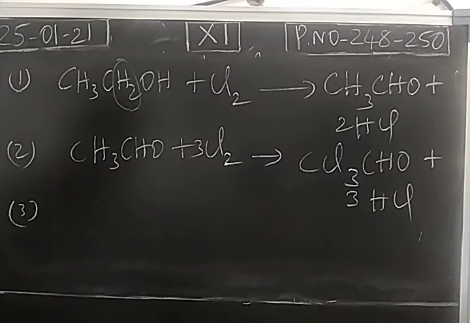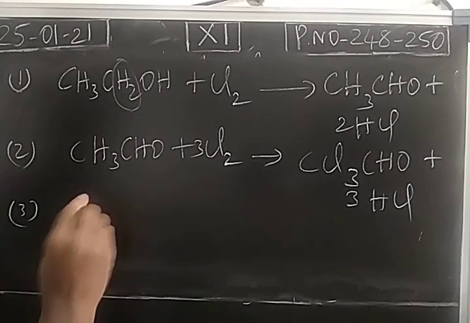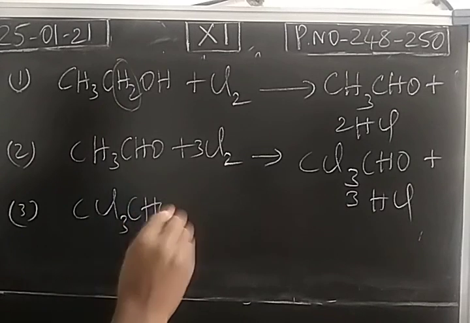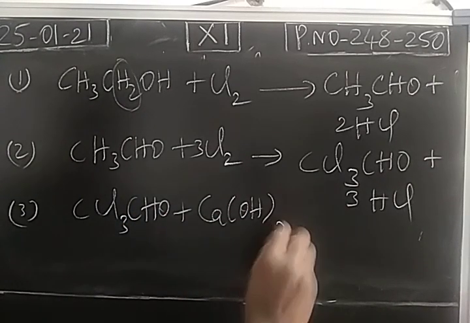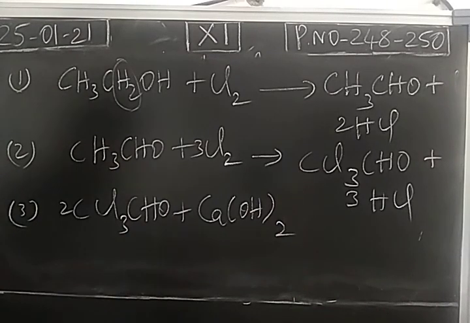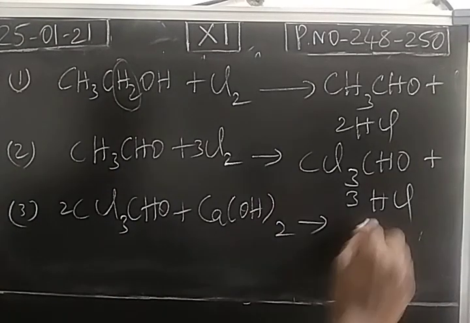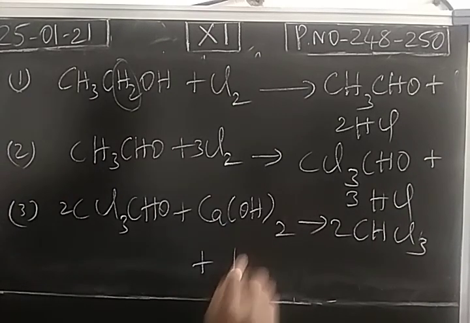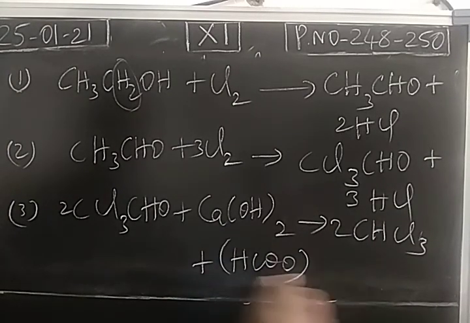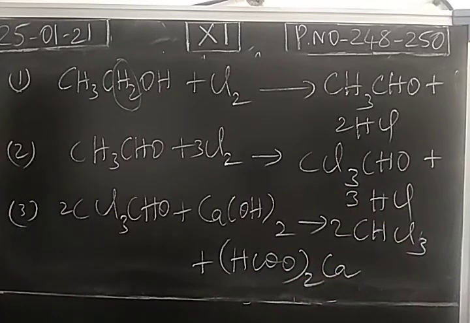Third step is the hydrolysis process. So the produced trichloroacetaldehyde reacts with calcium hydroxide. We get chloroform with the liberation of salt. Calcium formate salt is formed. So this is the preparation method of chloroform. For that we need bleaching powder.